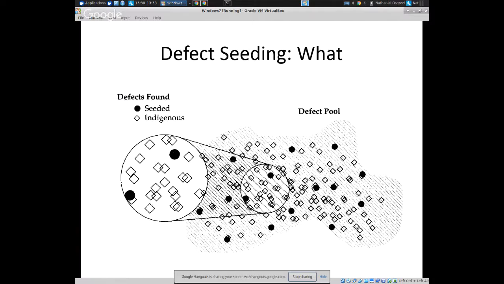So defect seeding and defect pooling, the next approaches, will be reflective of the same basic idea. With defect seeding, the idea is, believe it or not, that there's an agreed upon plan to introduce some defects into the code base. Naturally, you record where you introduce them, right? So you introduce them into the code base.